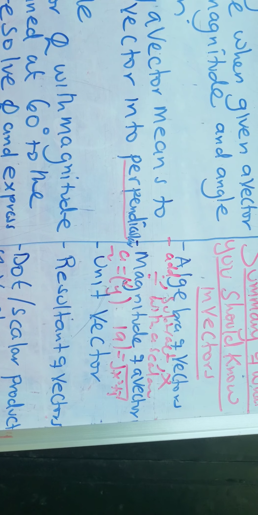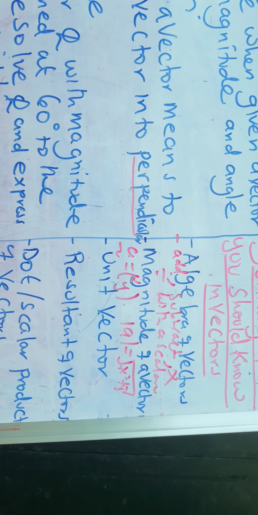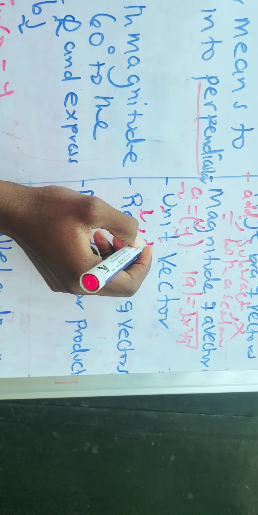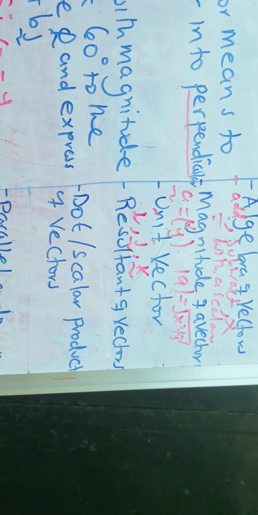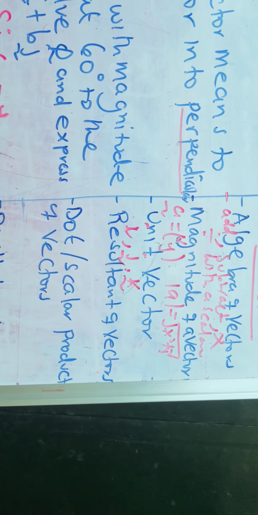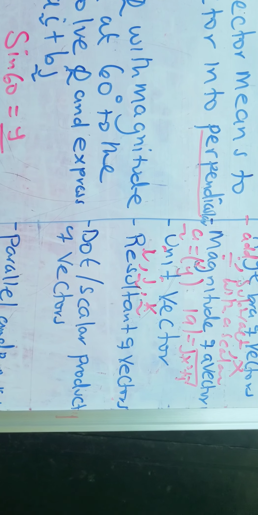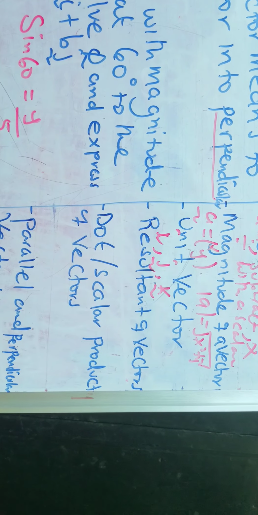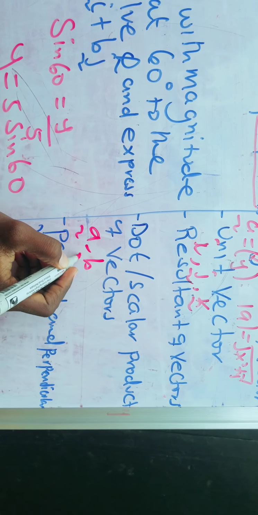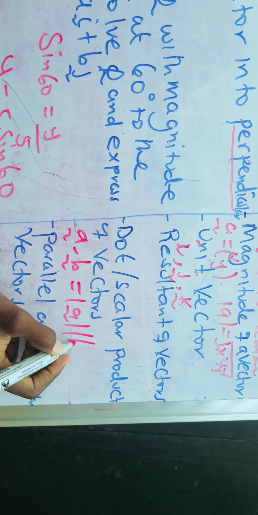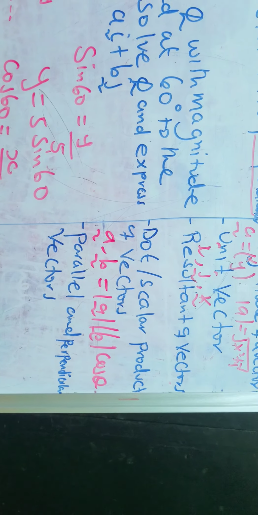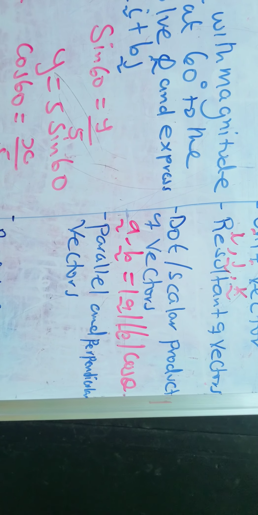Unity vector, we have seen what it means to get a unity vector. It has magnitude 1, and we have seen how it is got. The common unity vectors are i, j, and k. i is the vector in the x direction, j in the y, and k in the z. We have seen the resultant of vectors, which simply means adding vectors. We have looked at the dot product of vectors, which we said if I have vectors a and b, their dot product a dot b equals magnitude of a, magnitude of b, cosine of theta, and the dot product helps us to get the angle between vectors.